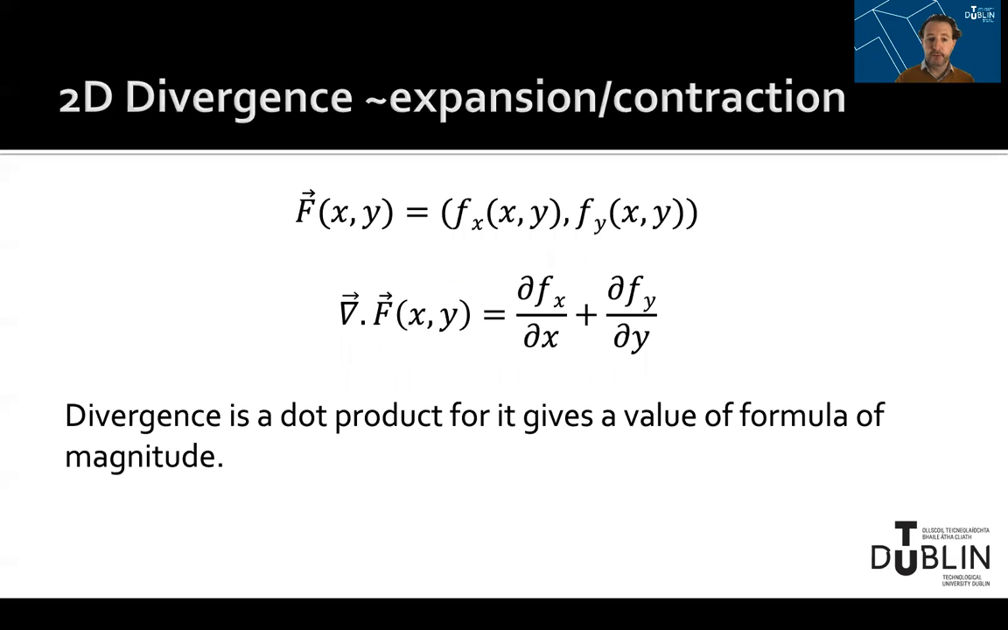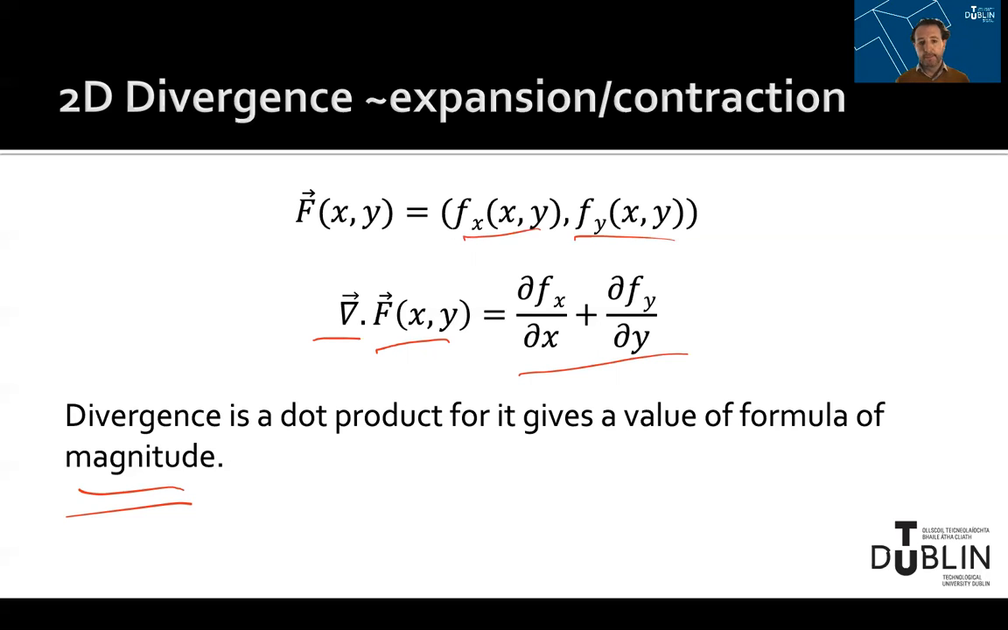So the first one is divergence. This is a dot product. So every vector field can be rewritten as some function for the x direction, some function for the y direction. Yeah. And the divergence is the gradient, which is our derivative in the x direction i plus derivative in the y direction j, dot the original vector field. And that just gives the summation of 2 derivatives. And that gives you a value. And that value is a magnitude.